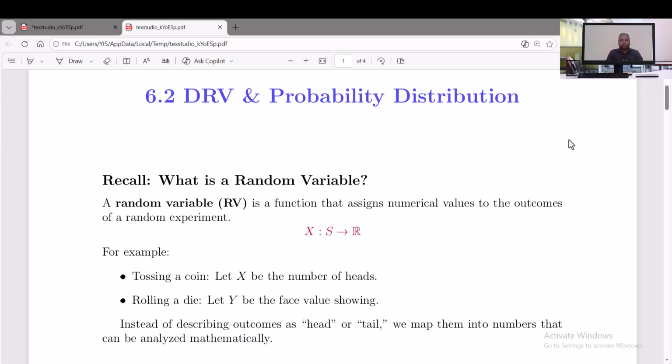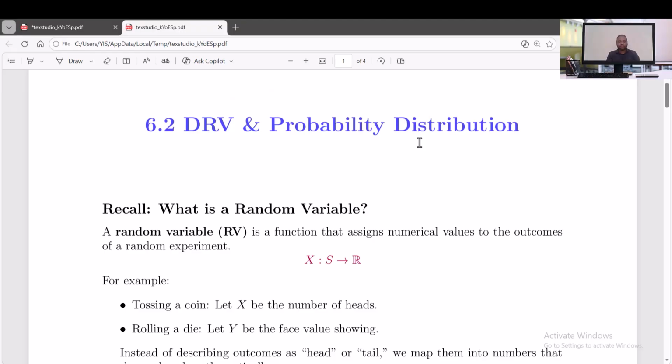Today, in this video, we will learn about discrete random variables and probability distribution. This section is the second section of Chapter 6 in the Probability and Statistics course. But before diving into the detail, let me remind you what a random variable is once again.